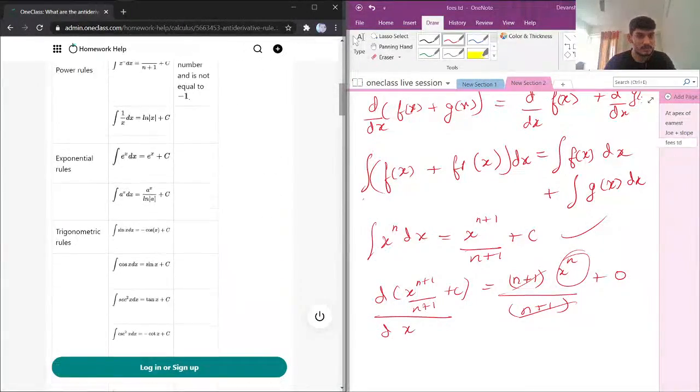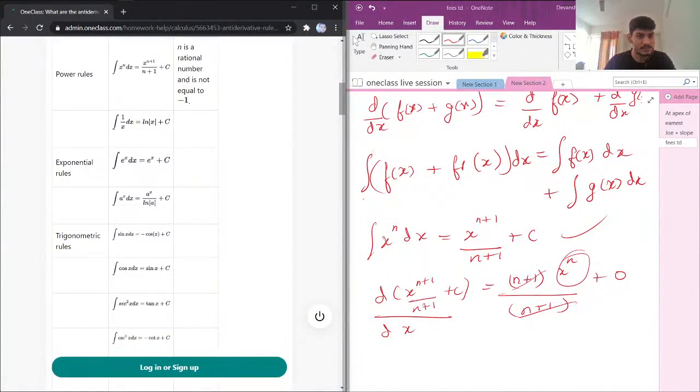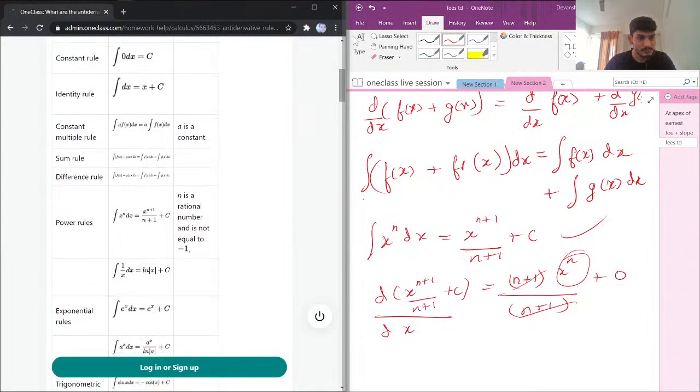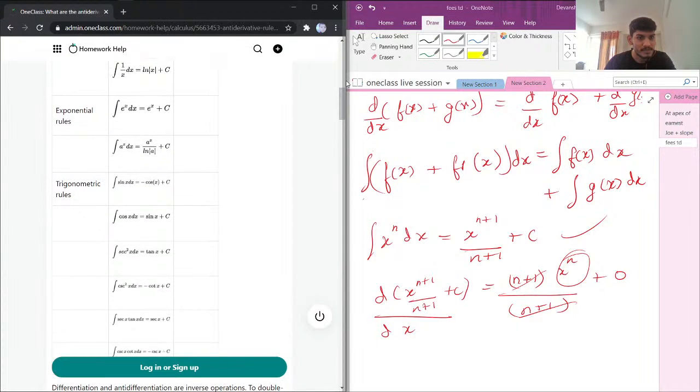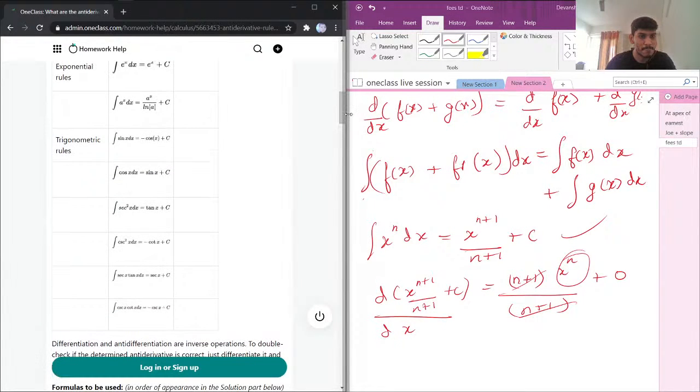Let me check all the formulas. So this is the integration of... yes, this is the sum rule, this is the difference rule, and this will be the x power n rule. e power x is just like that, and we have the integral of a power x dx, so it will be a power x over ln of a. This is also correct. I'll just cross check this once.